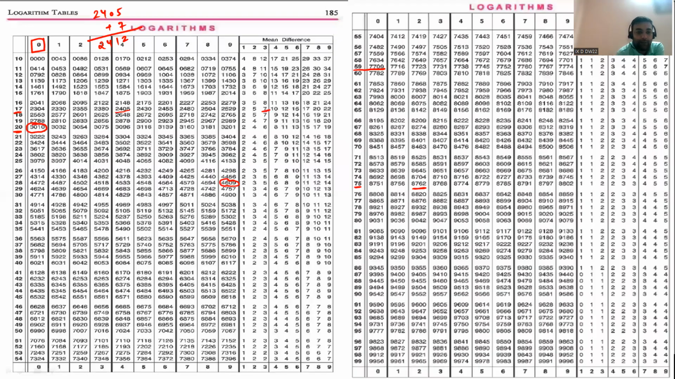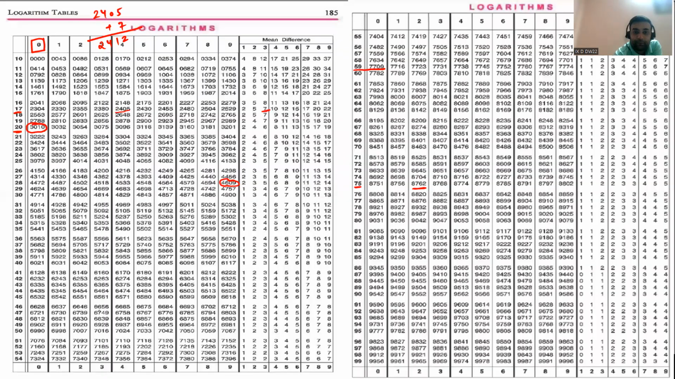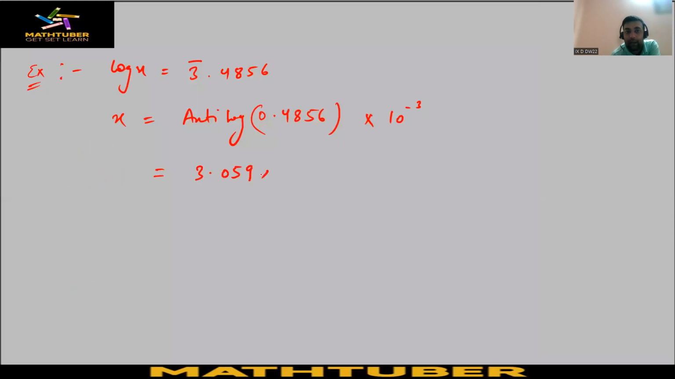So first of all, we will find out 0.48 here. Here we have 0.48, and this is the fifth column, 3.055. And then after that, we want to find out at the sixth column, we want the mean difference, which is this 4. So we have to add 4 to it. So it will be 3.059. So the answer will be 3.059 into 10 raised to power minus 3.